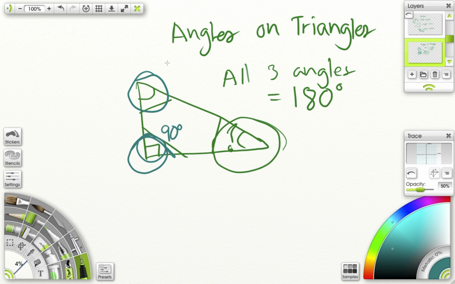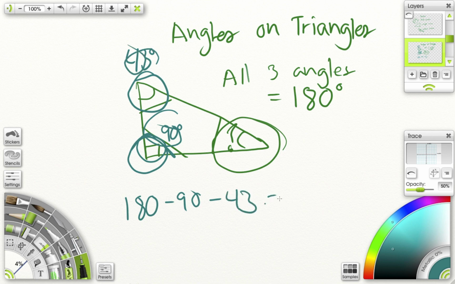This one we know is 90 degrees. This one I'm going to tell you is, let's make it 43 degrees. We need to find this missing angle. How can we find the missing angle of our triangle? If all 3 angles added together equal 180, what you do is 180 minus 90, and then minus 43. And that will give us the missing angle.